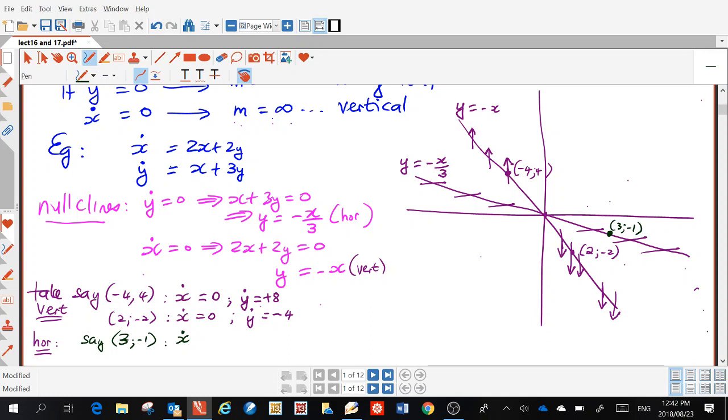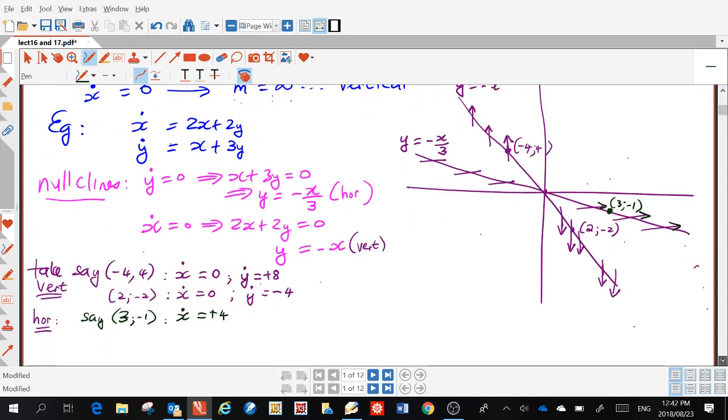Let's do a test. Put 3, minus 1 here. 2 3s are 6. Minus 2 is plus 4. So this is plus 4. Then I can confirm that this is going to be the direction here.